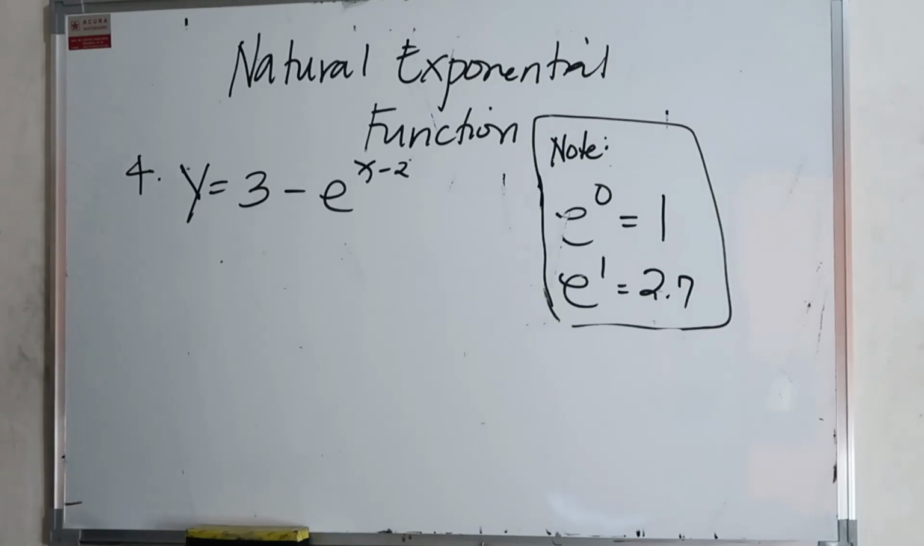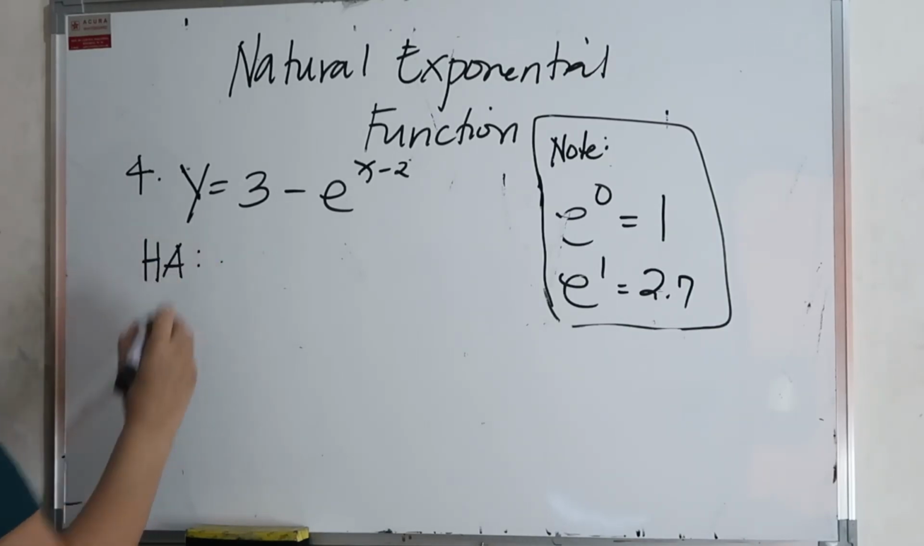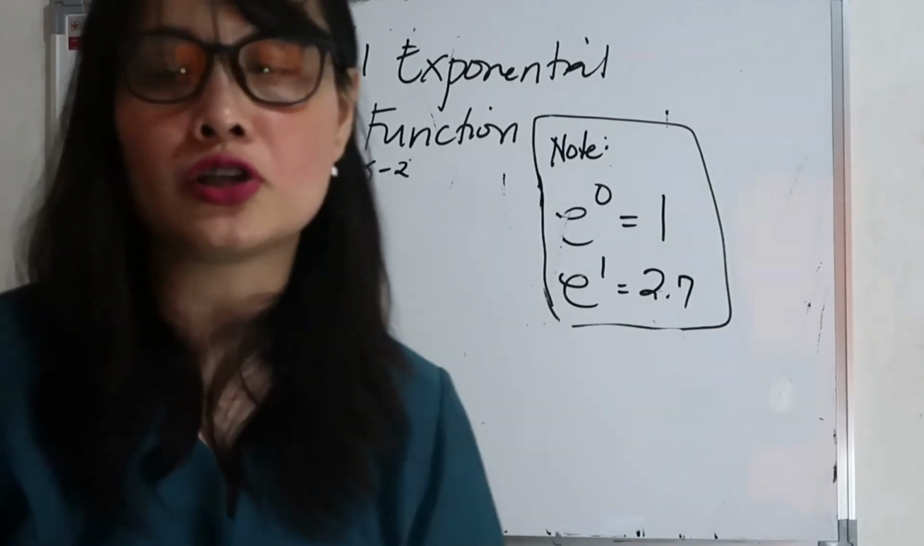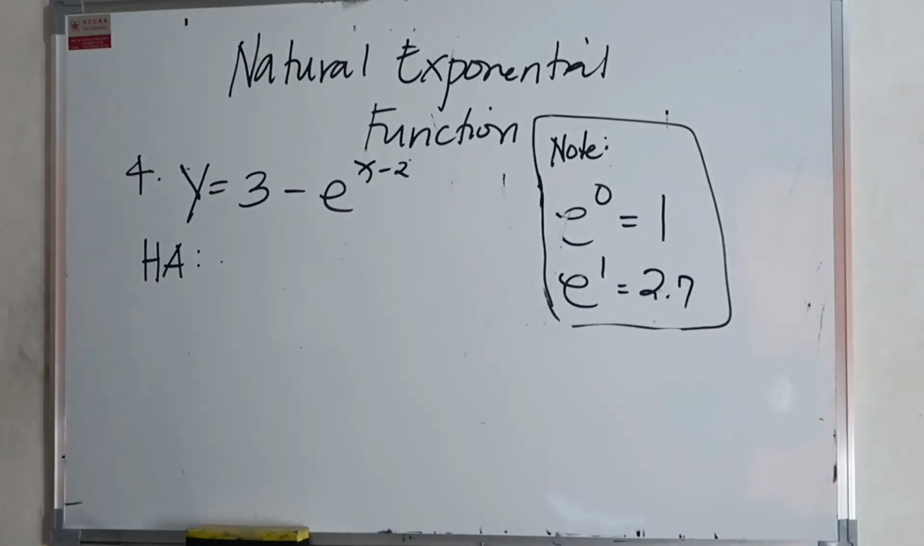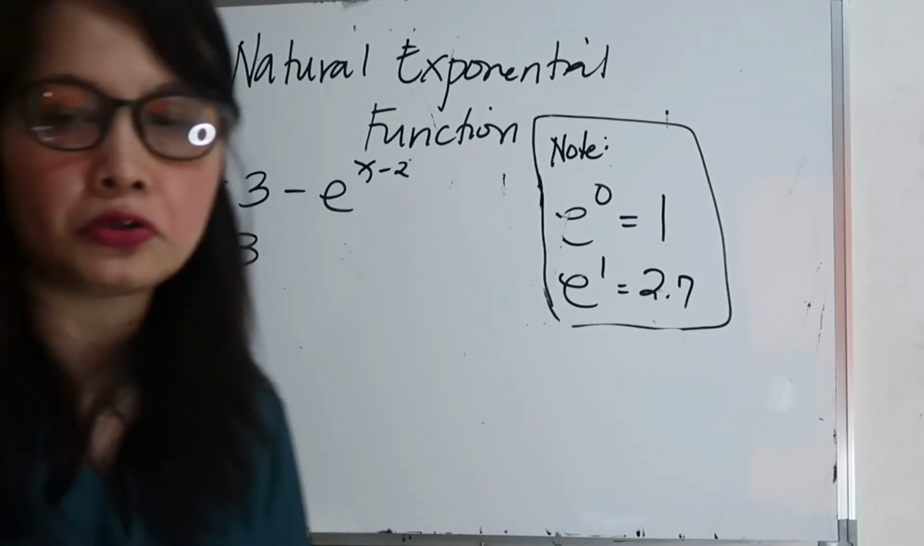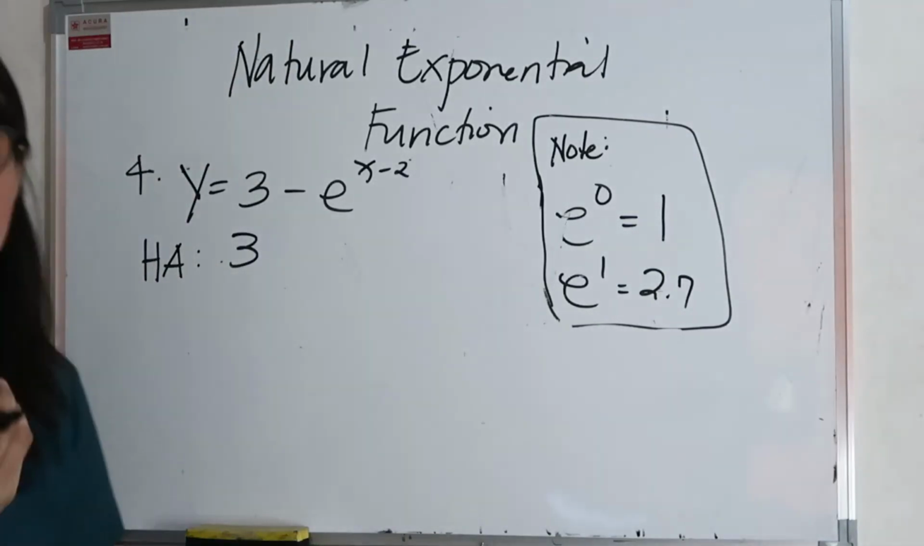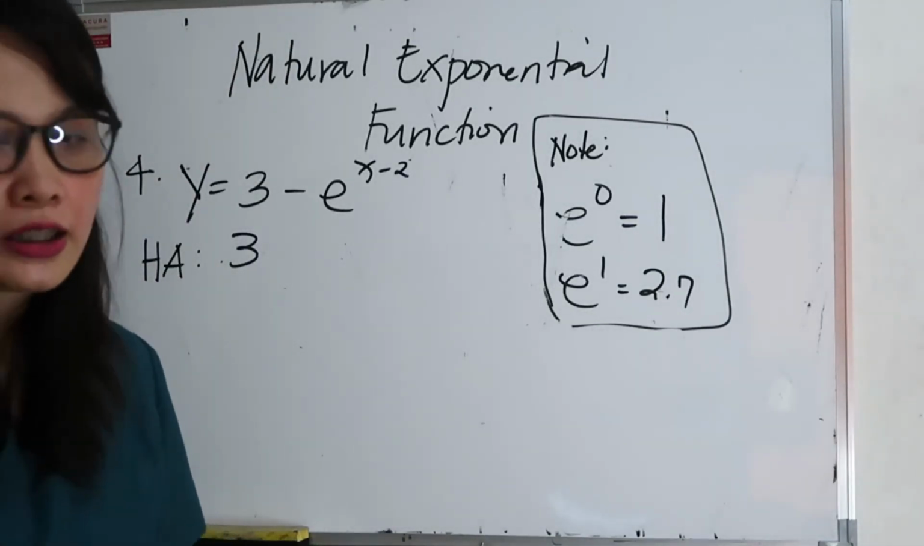First, identify your horizontal asymptote. What is your horizontal asymptote? 3. Again, when we say horizontal asymptote, you're referring to the constant, the pure number in the given function.